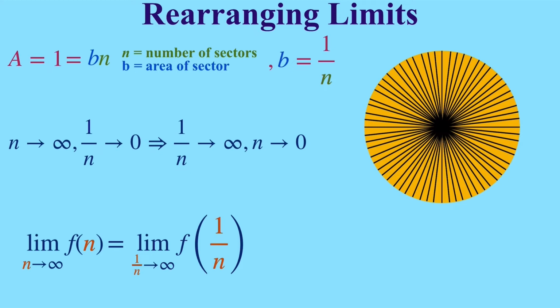We know that as 1 over n goes to infinity, n goes to 0, and that's also part of this limit. Because as 1 over n goes to infinity, n goes to 0, these expressions are identical. They are interchangeable. We can swap them out.